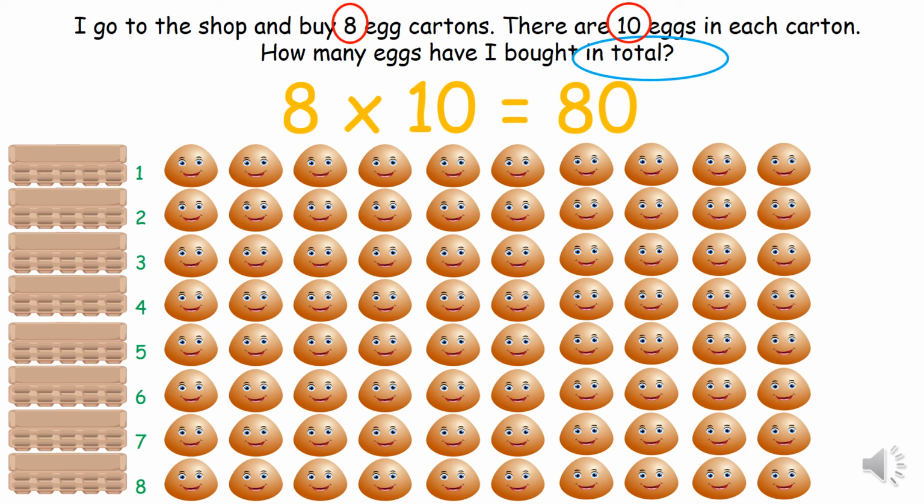Shall we double check by counting in tens? Are you ready? 10, 20, 30, 40, 50, 60, 70, 80. It is correct. We have 80 eggs in total. So this goes at the end of our number sentence as our product. 8 times 10 equals 80.